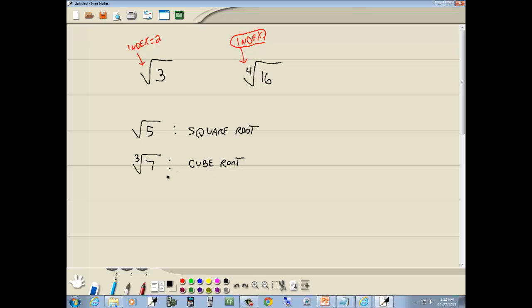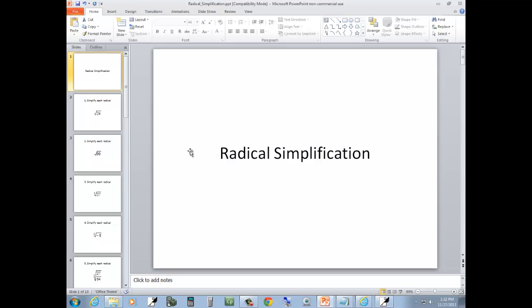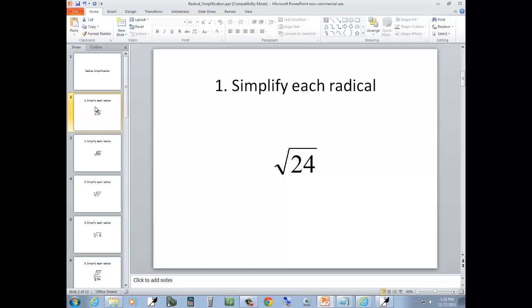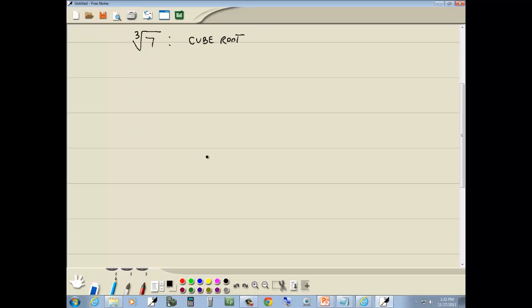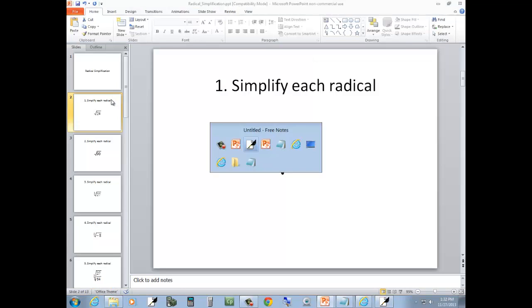Now we're going to take a look at how to simplify these. So let's take a look at our first problem and see how the index helps us figure out how to simplify. So we got square root of 24.